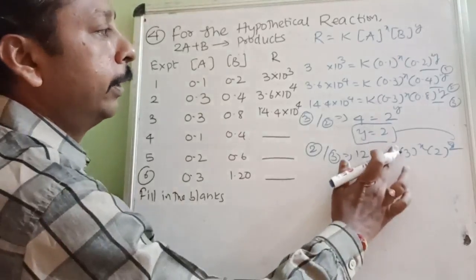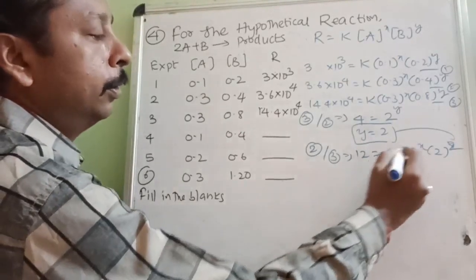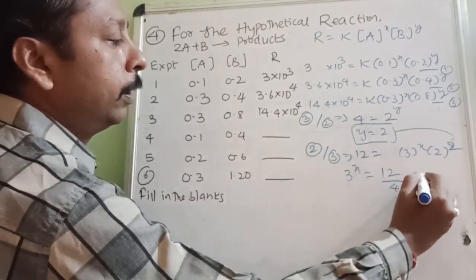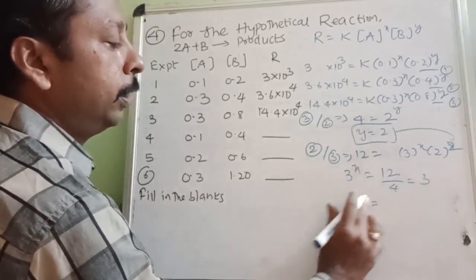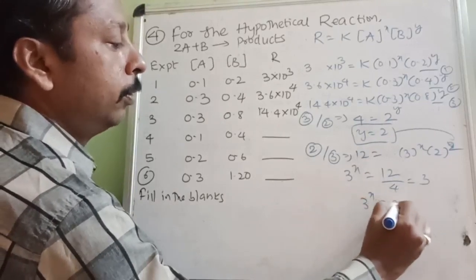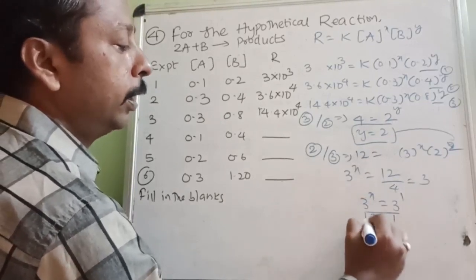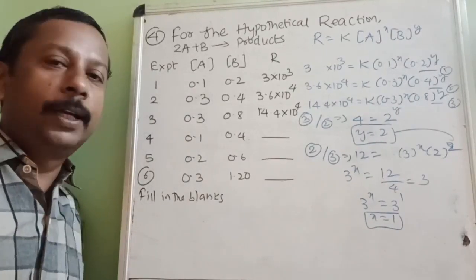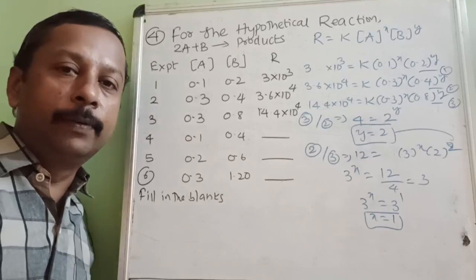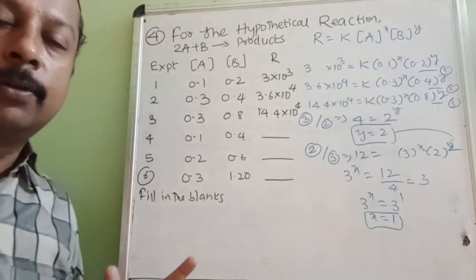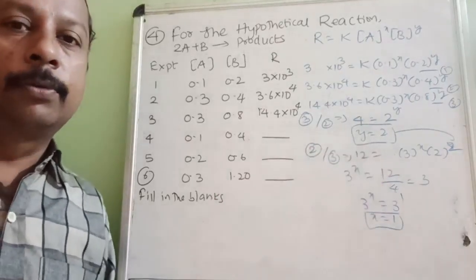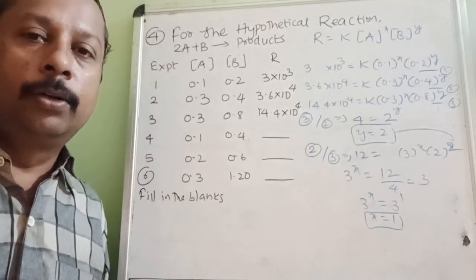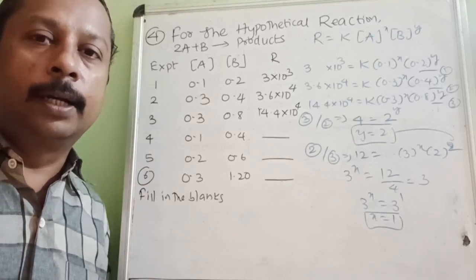Okay, sorry, this k also will get cancelled. So 3 to the power of x is equal to 12 by 4. It is equal to 3. So 3 to the power of x is equal to 3 to the power of 1. So x is equal to 1. So like this I can find out x and y both. I am successful. Even though sometimes if it does not cancel, what to do, from this question you have learned. This question is very beautiful because it is going to give you lot of things to understand.